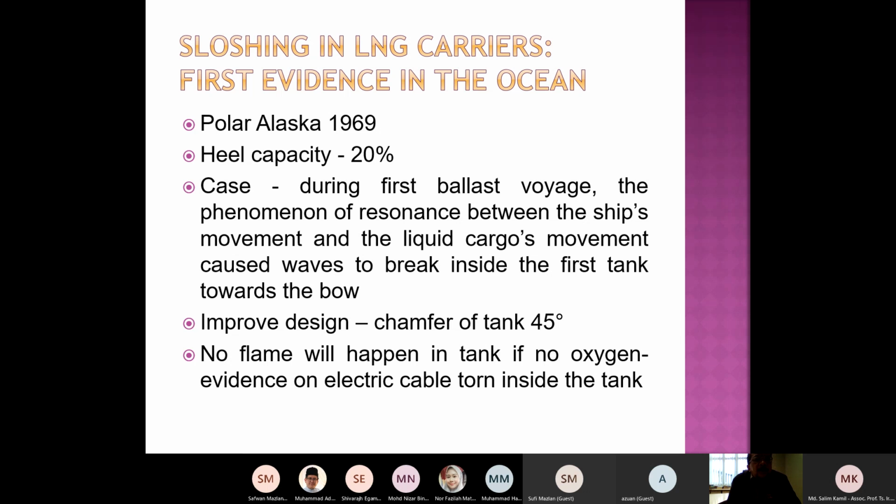So these are some examples of previous vessels. The early LNG vessel, the tanker Polar Alaska in 1969. Hull capacity was up to 20%, and during the first ballast voyage there was the phenomenon of resonance. So ship movement and the liquid cargo movement were in resonance, right? It caused waves to break inside the first tank towards the bow. So what improvement did they make? The chamfer of the tank, 45 degrees. And no flame will happen if the tank has no oxygen; there was evidence of an electric cable torn inside the tank. So this one is talking about the cable.